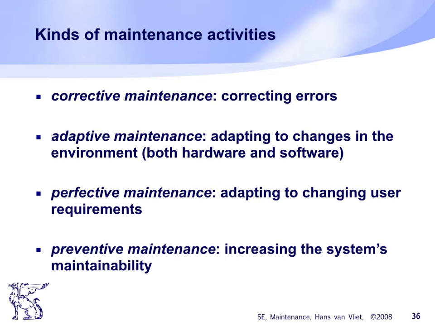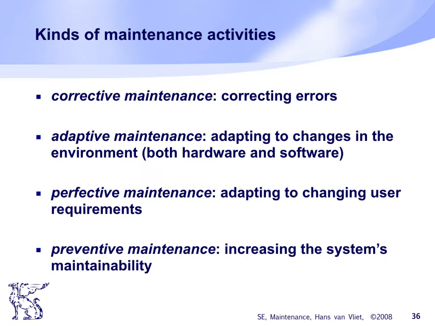We have already known about the kinds of maintenance activities. Now I will give a little more detail about each kind. The first one, corrective maintenance. Corrective maintenance deals with the repair of faults found, that means correcting errors. Adaptive maintenance deals with adapting software to changes in the environment, such as new hardware or the next release of an operating system.